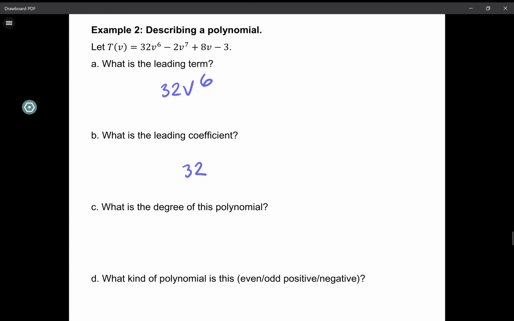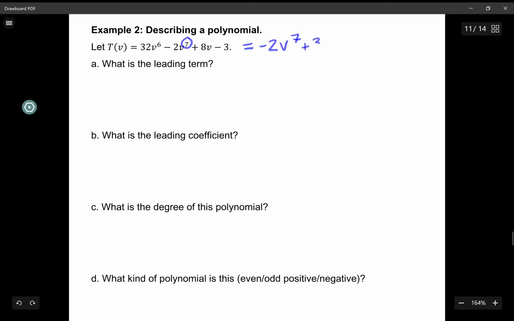Oh no, I made a terrible mistake. What did I do wrong? I didn't put this in order of decreasing degree. So let's go back and get this right. Did you fall for the same trick that I fell for? Let's put this in order of decreasing degree. Minus 2, this is higher than 6. Minus 2v to the 7th plus 32v to the 6th plus 8v minus 3. Now it's in order of decreasing degree: 7, 6, 1, and 0.